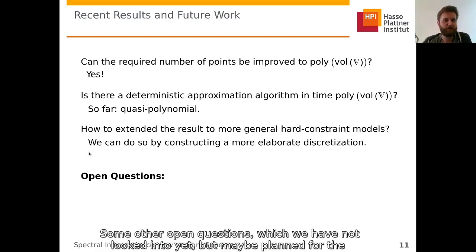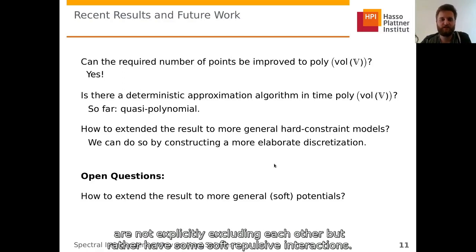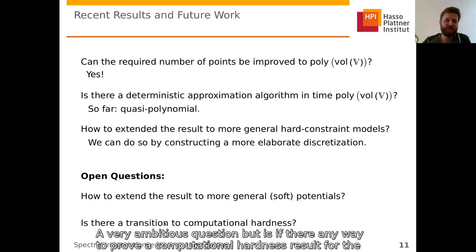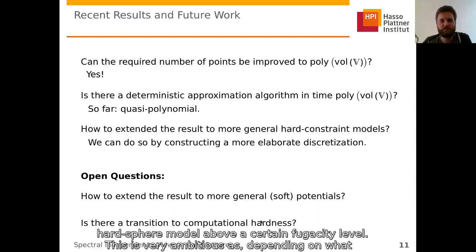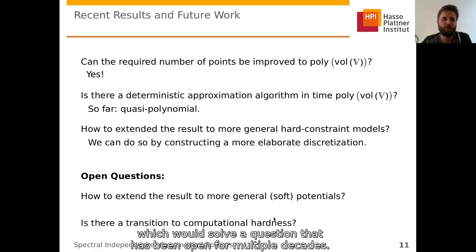Now some other open questions which we have not looked into yet but maybe planned for the future would be whether we can also extend this approach to soft potentials, so where particles are not explicitly excluding each other but rather have some soft repulsive interactions. And a very ambitious question: is there any way to prove a computational hardness result for the hard sphere model above a certain fugacity level? This is very ambitious, as depending on what you believe, this might imply that there's also a phase transition in a physical sense, which would solve a question that has been open for multiple decades.